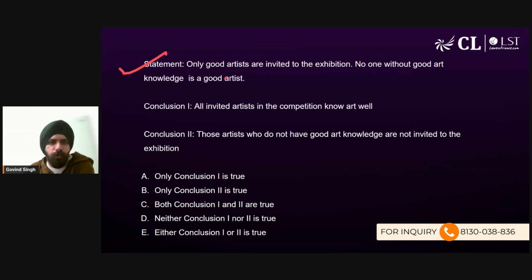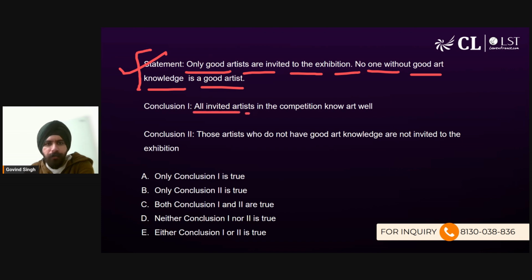The statement is only good artists are invited to the exhibition. No one without good art knowledge is a good artist. So that is our statement. Conclusion is all invited artists in the competition know art well. Is that a valid conclusion? So we have good artists. So only good artists are invited to the exhibition. Okay. No one without good art is a good artist.